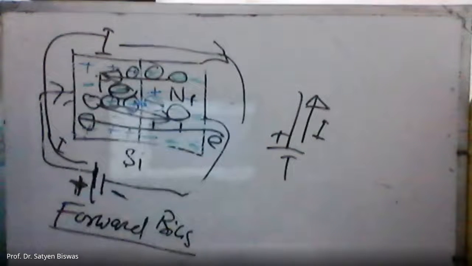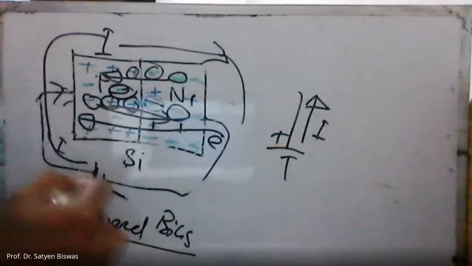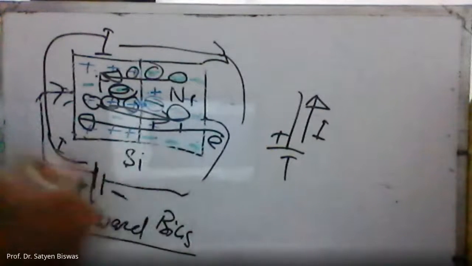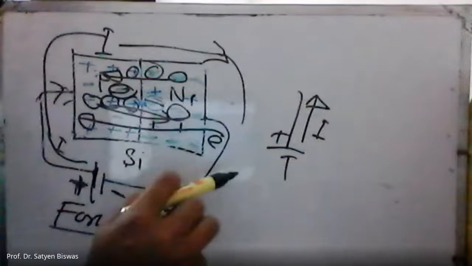So can we also say that the P side is connected to the positive terminal and the N side is connected to the negative terminal? Yes, that's right. The P side is connected to positive, the N side is connected to negative. That's why the current is flowing in the right direction.